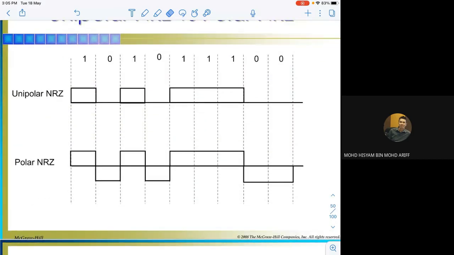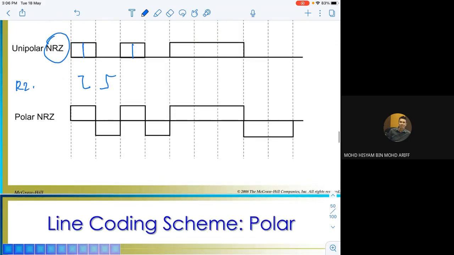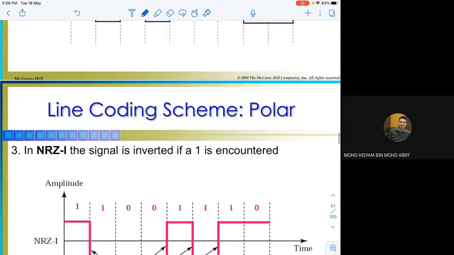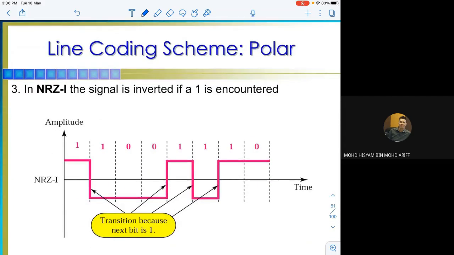Remember, unipolar, non-return zero means it doesn't split into two, no going up and down the stairs. If it is return zero, it has going up and down the stairs like this, it is split. This one doesn't have that. After you see some examples, you will understand. Don't worry, this is the simplest. Now we go to polar.